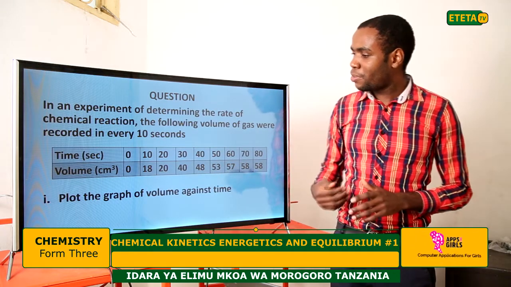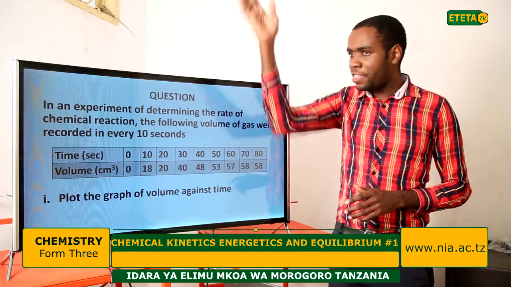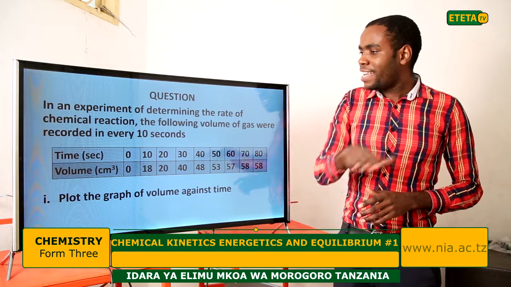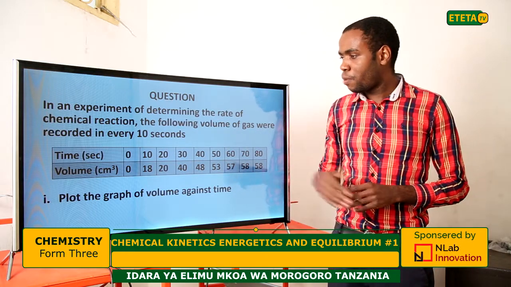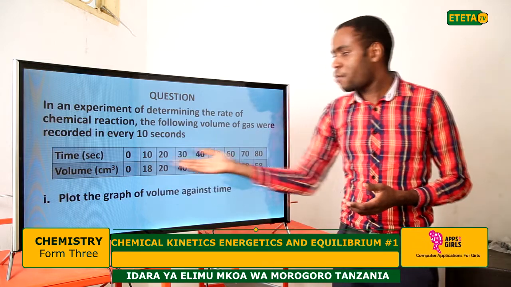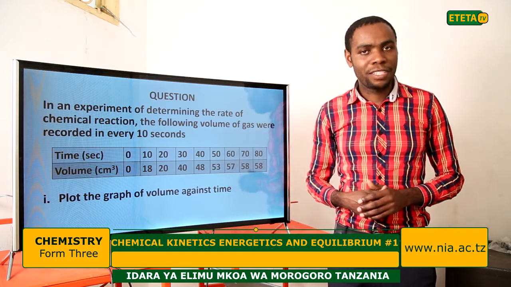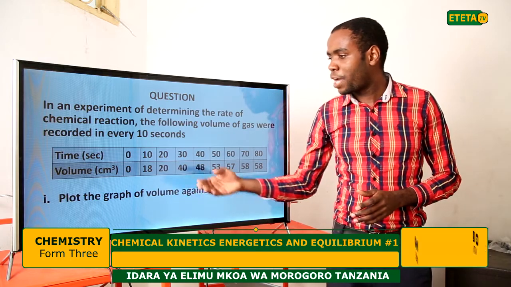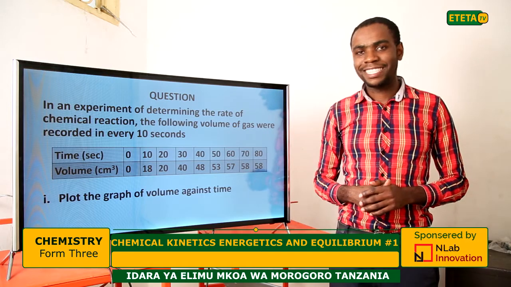In case they ask you to plot the graph of volume against time, the volume will be on the y-axis and the time will be on the x-axis. Plotting the graph is very simple because here you have the numbers. It's my hope that you can plot the graph which you have been asked. You have to try it.